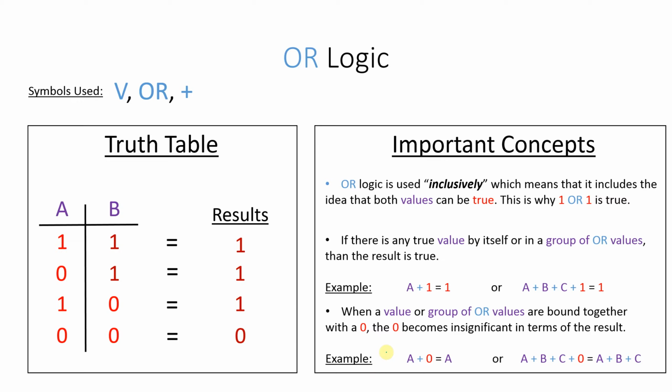Now with 0, this works the same way as a true value would in AND logic. The 0 just becomes insignificant. It doesn't matter. That's why, if you look at the results, it's just the same thing with the 0 taken out.